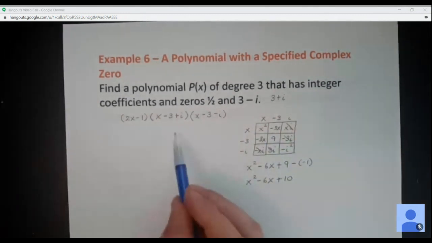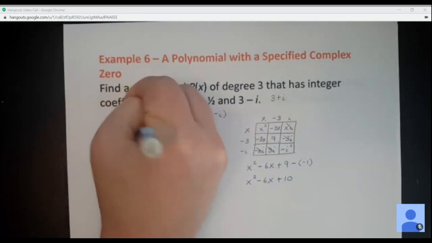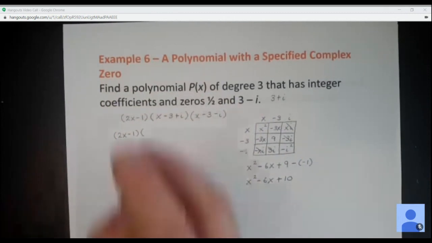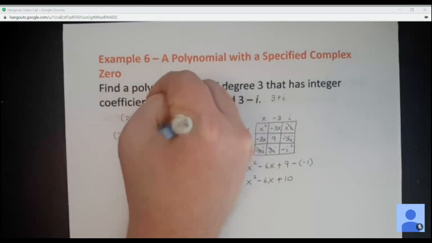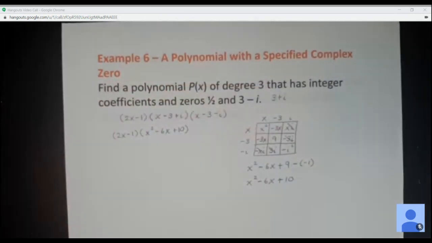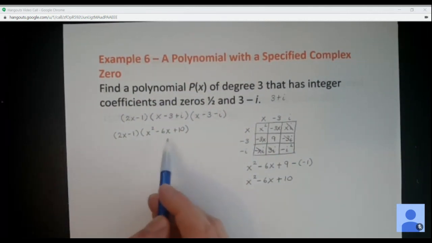Now I'm going to bring that back over here. We have our 2x minus 1, and then all of this multiplied together gave us this polynomial here, x squared minus 6x plus 10. And now at that point, we still need to multiply these two polynomials together. So it's up to you. If you want to do the box again, you can. I'm going to try to just distribute since I've got 2 and 3.